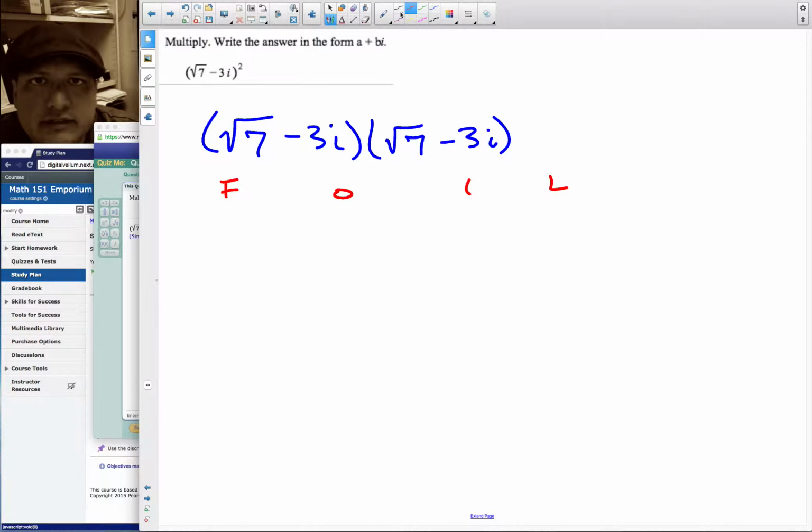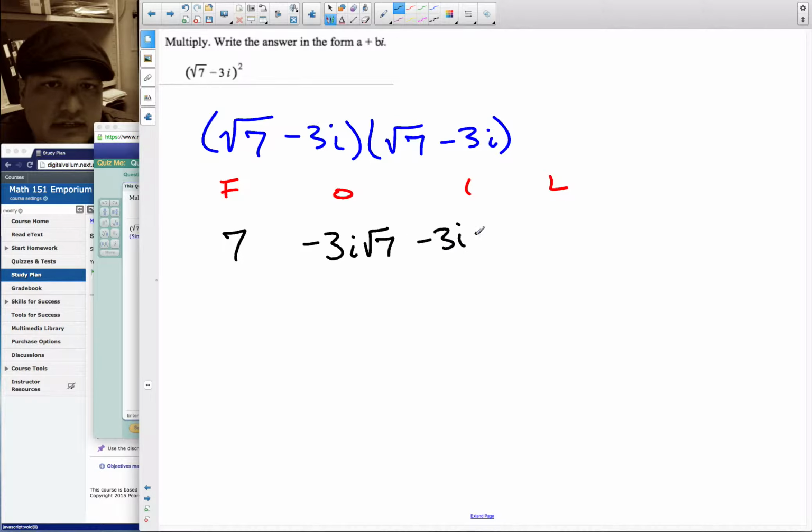So this is going to become first. Now radical 7 times radical 7. There's 2 ways you can do this. You can think of this as, well, the radicals are going to cancel out, and I'm left with 7. Or you can multiply what's inside. 7 times 7 is 49, and then the radical of 49 is 7. Either way, you'll get 7. I like to think of it as the radicals cancel out. It's a little easier. Here we have minus 3i radical 7, and once again, minus 3i radical 7.